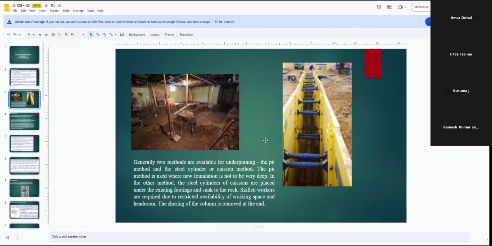Generally two methods are available for underpinning: the pit method and the steel cylinder or caisson method. The pit method is used where the new foundation is not to be very deep. In the other method, steel cylinders or caissons are placed under the existing foundation and sunk until the rock is reached. Skilled workers are required because of the restricted working space and headroom. All the shoring of the column is removed at the end, as it is temporary.